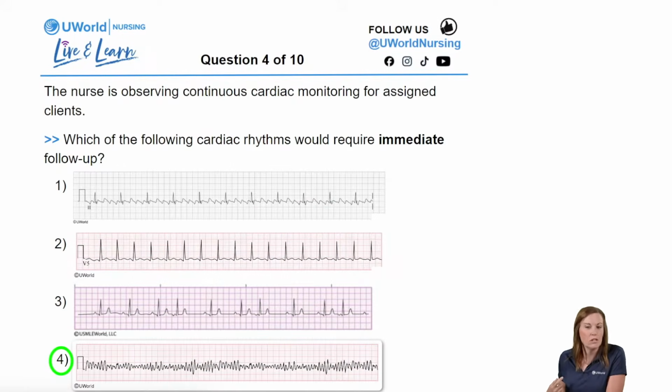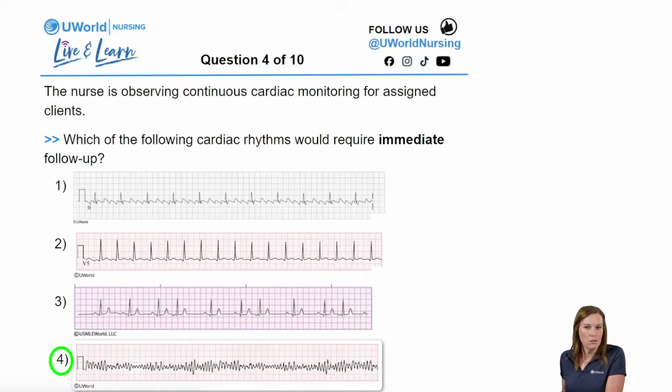What you're seeing in option 2 is sinus tachycardia. So you're seeing all the essential elements of an ECG strip, but just quicker. And then option 3, you're seeing premature atrial contractions, so that atrium firing at the wrong time.